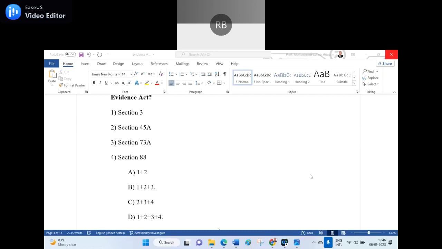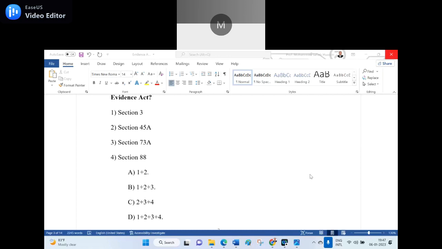Wrong. Sir, option D, 1 plus 2 plus 4. Wrong. Option A, 1 plus 2, sir. Wrong. Option B, 1 plus 2 plus 3. Option C, sir, 2 plus 3 plus 4, sir. Wrong. Option B, 1 plus 2 plus 3. Option B is the right answer. 1 plus 2 plus 3 is the right answer.